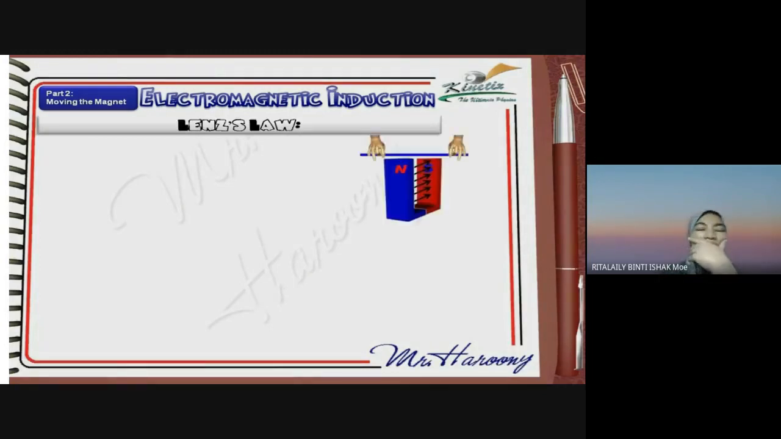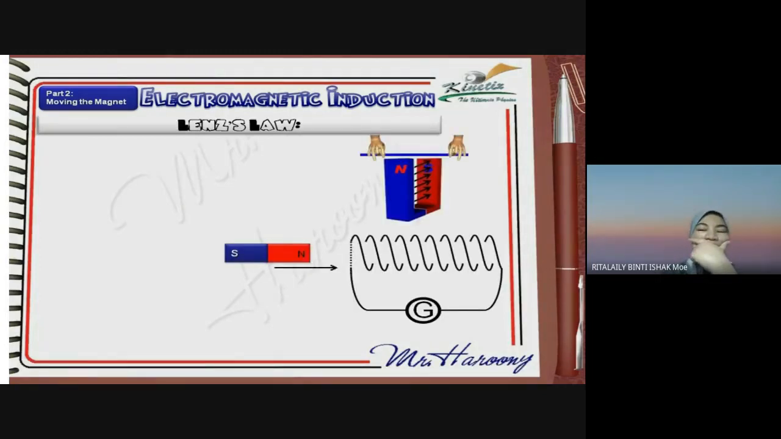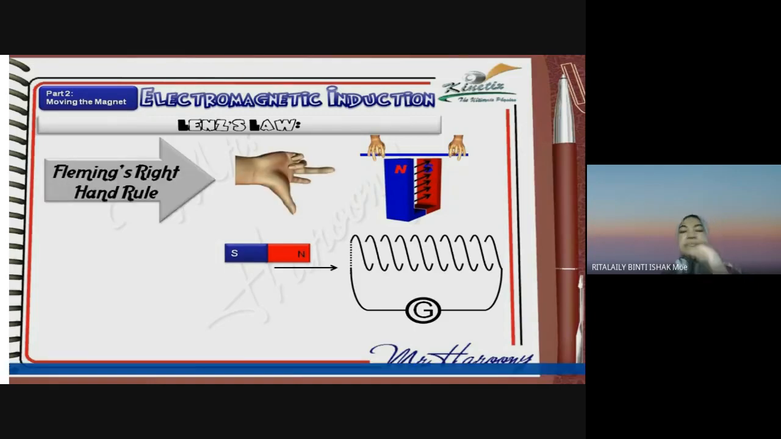These are the two ways we know until this level to produce an induced current in a wire. The first is to move the wire in a fixed magnetic field. In this way, as we said in the first part, the direction of the produced induced current is given by Fleming's right-hand rule. This rule is discussed in the first part, moving the wire. The second way we know until now to produce an induced current is to move a magnet near a fixed coil. The direction of the induced current produced this way is given by what we know as Lenz's law.